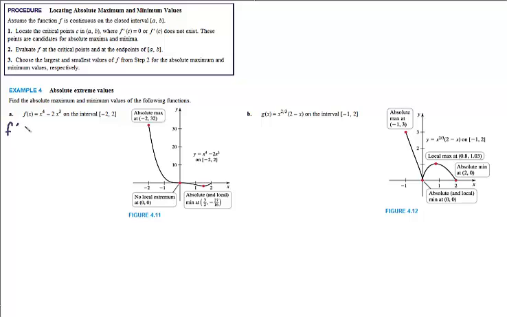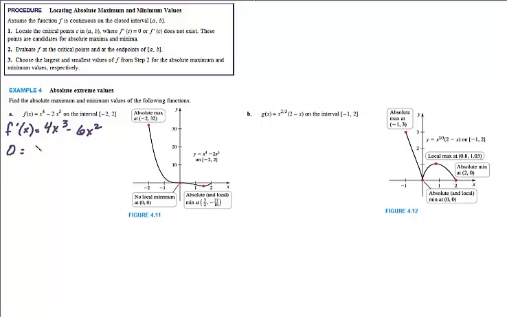I know that I can have them on endpoints, or I can have them on the interior. So I need the derivative for x cubed minus 6x squared. Next thing I'm going to need to do is solve this for 0. There's no place where it's going to fail to exist, so I'll ignore that.